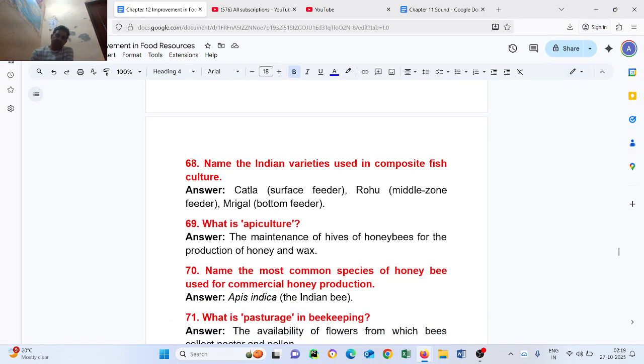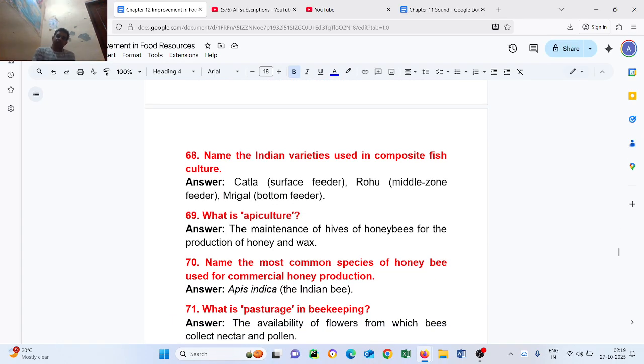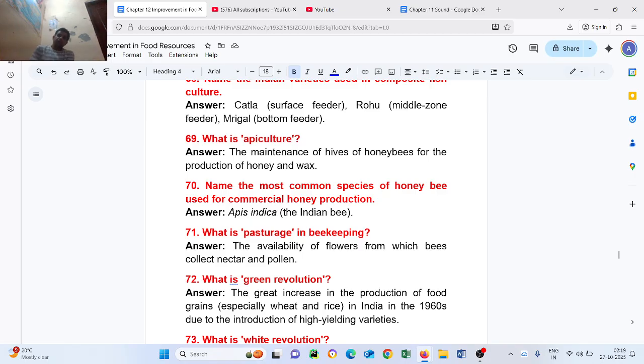Question number 69. What is apiculture? The maintenance of hives of honeybees for the production of honey and wax is called apiculture. Question number 70. Name the most common species of honeybee used for commercial honey production. Apis indica, the Indian bee.